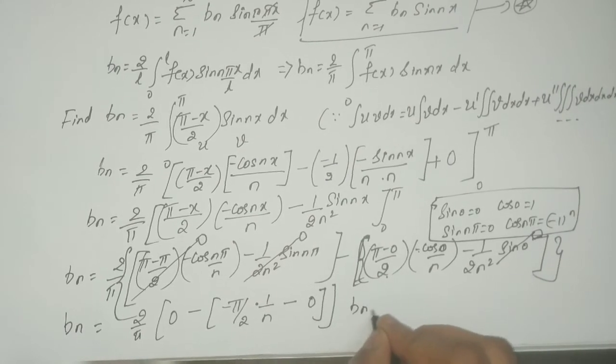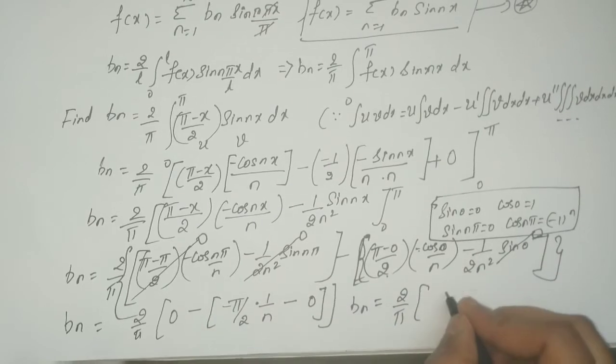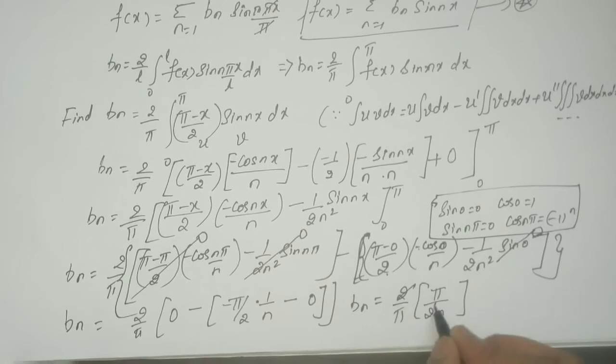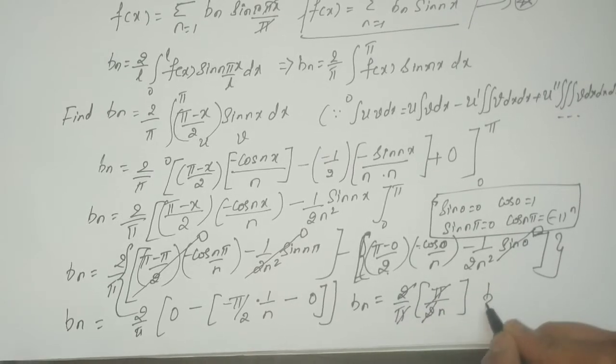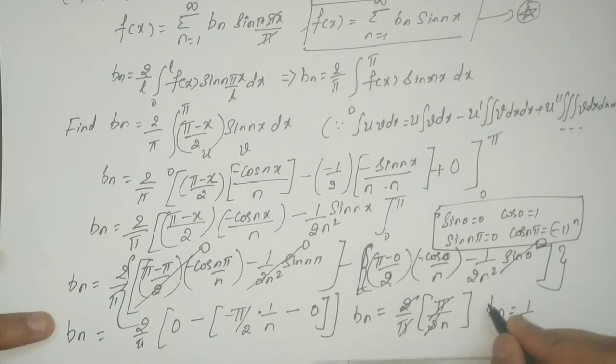Sine 0 is 0, so that term is 0. So we are left with Bn equal to 2 by pi times minus of minus, plus pi by 2n. So 2 and 2 cancel out, pi and pi cancel out. So Bn is equal to 1 by n.